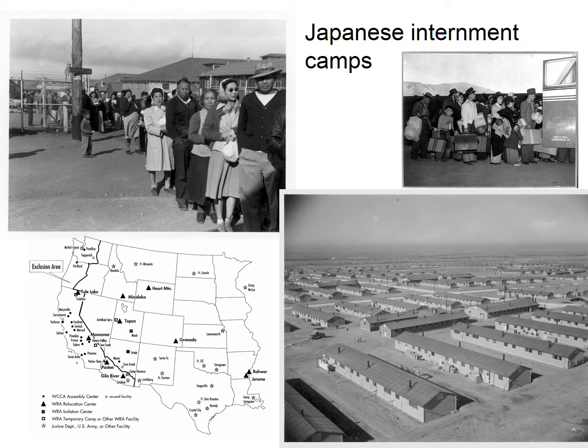Now, these weren't concentration camps, but still, many lost their homes and their jobs. And keep in mind that many were citizens. They should have been protected by the Constitution. In the end, over 110,000 Japanese Americans were moved against their will.